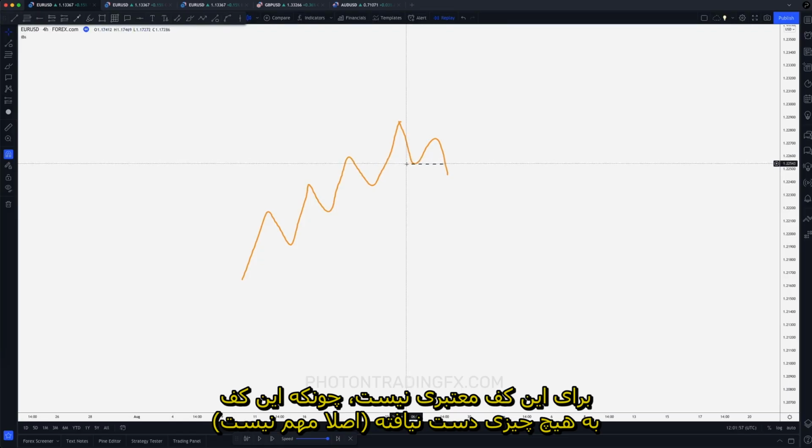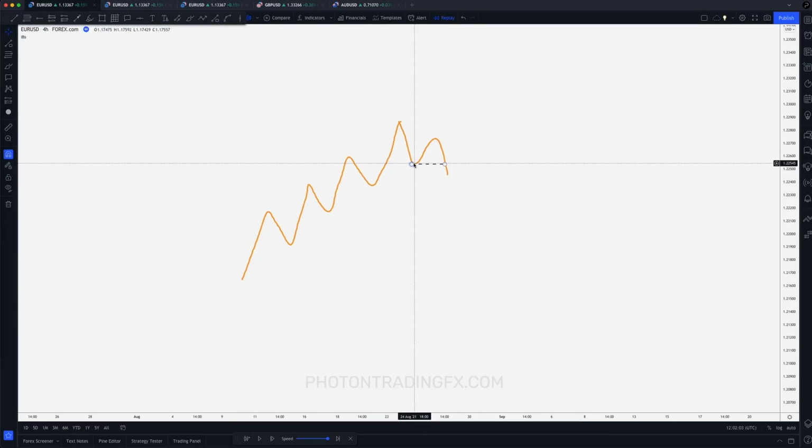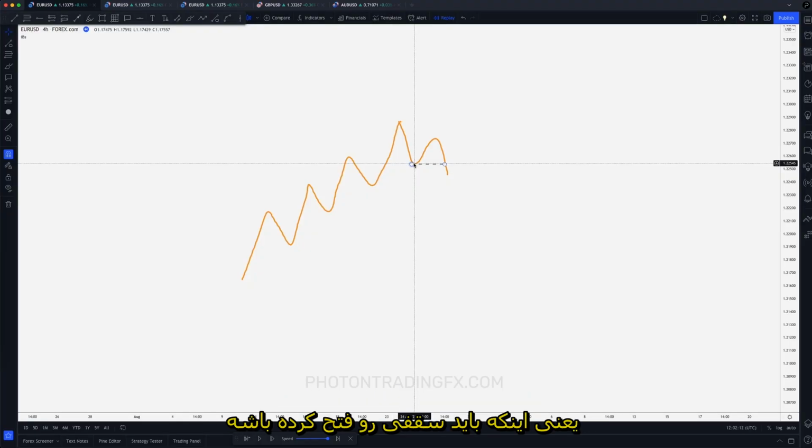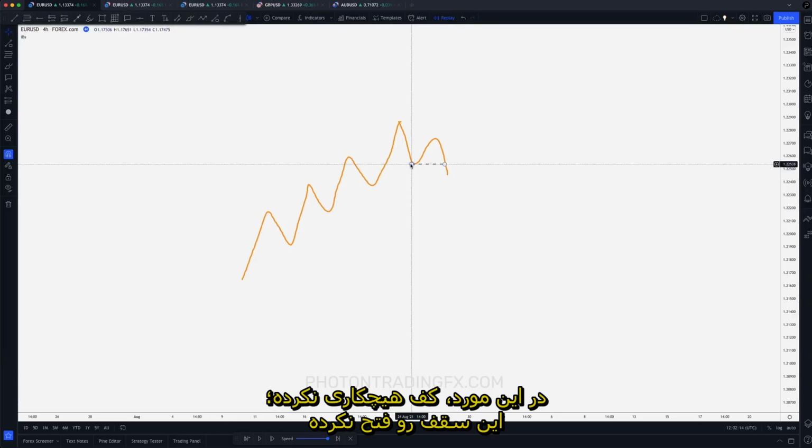The reason why this is not a valid low is because this low here, where my mouse is, did not achieve anything. Okay, so in a bullish market, for a low, essentially, the one that we care about to be significant, it needs to have done its job, so it needs to have taken out a high. In this instance, this low did not do anything. It did not take out this high.